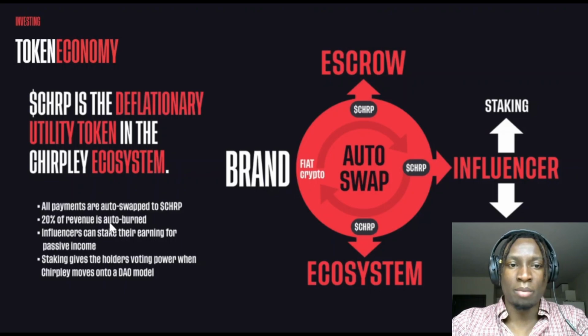Again, guys, all payments are auto swapped to the Chirp token. 20% revenue is auto burned, guys. Very, very important again for the supply demand metrics, right? Influencers can stake their earnings for passive income, right, guys? And staking gives the holders voting power when Chirpley moves onto the DAO model, right? And that's going to be later in the roadmap, which I'll show you guys here shortly.